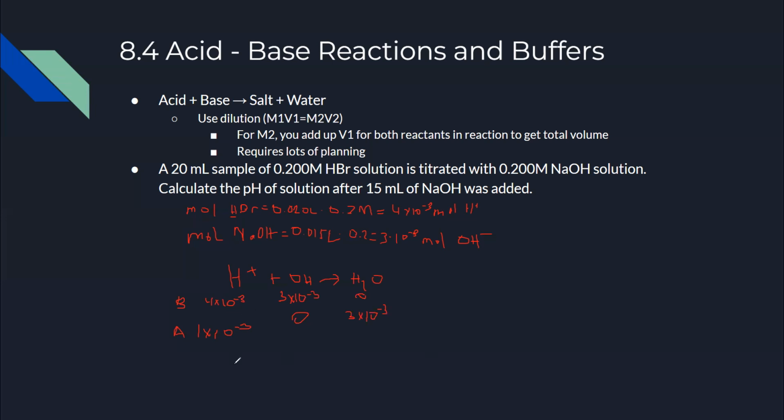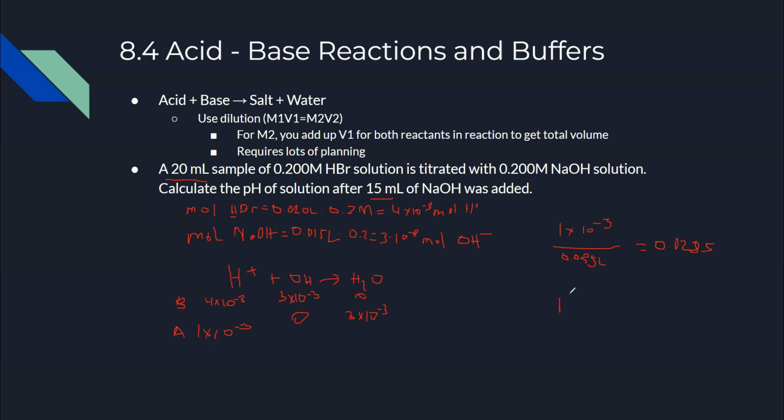And now that you have what happens after the reaction, you have to use this and divide it by the total volume. So you have 1 times 10 to the negative 3 moles H plus divided by 20 ml plus 15 ml, 35 ml or 0.035 liters. And that would give us a molarity of 0.0285.